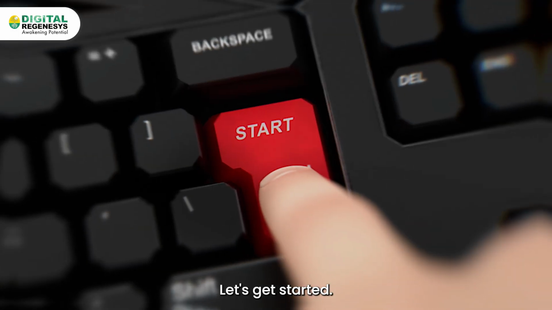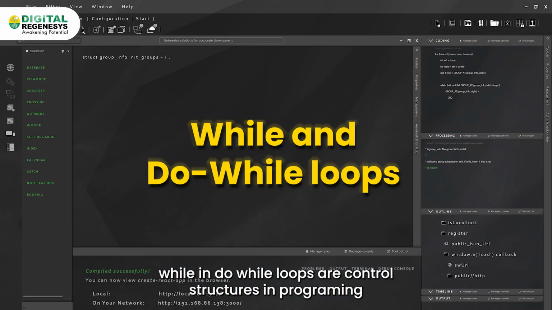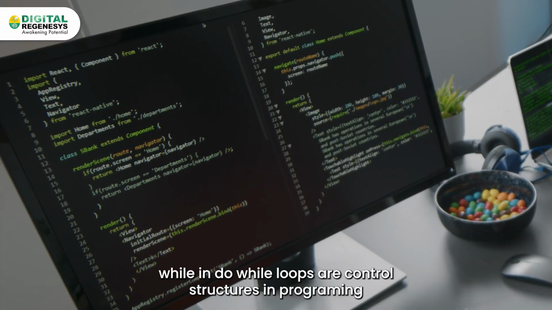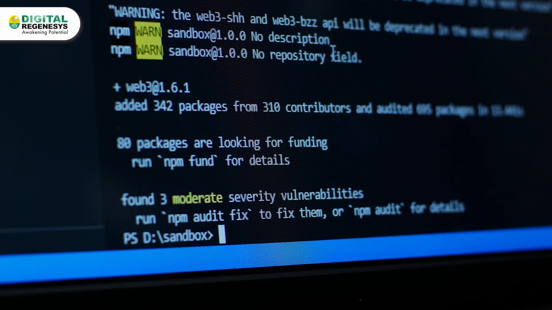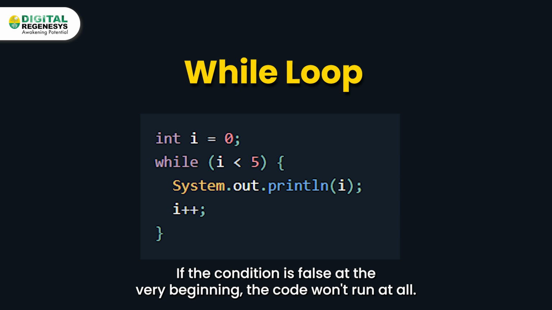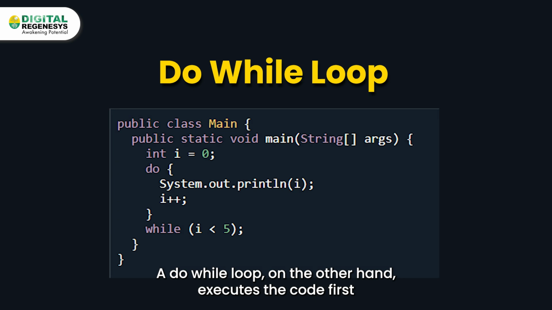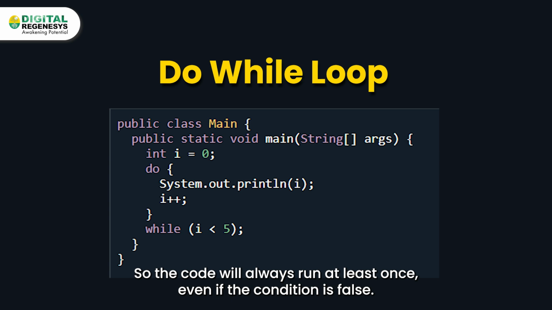Let's get started. First up, what exactly are while and do-while loops? While and do-while loops are control structures in programming that allow us to execute a block of code repeatedly based on a condition. Here's the key difference. A while loop checks the condition before executing the code. If the condition is false at the very beginning, the code won't run at all. A do-while loop, on the other hand, executes the code first and then checks the condition. So, the code will always run at least once, even if the condition is false.